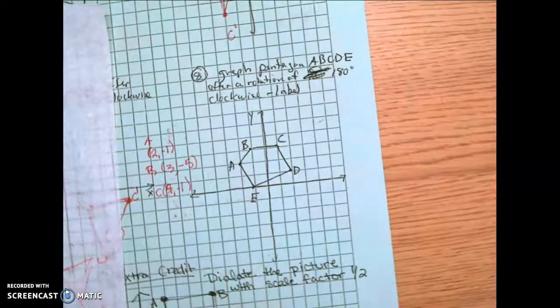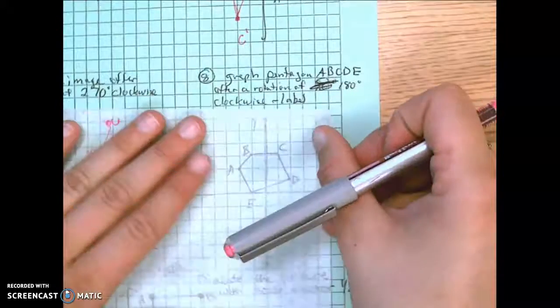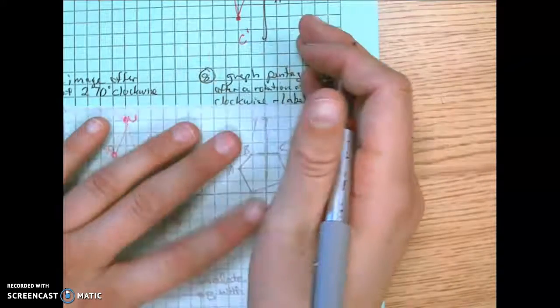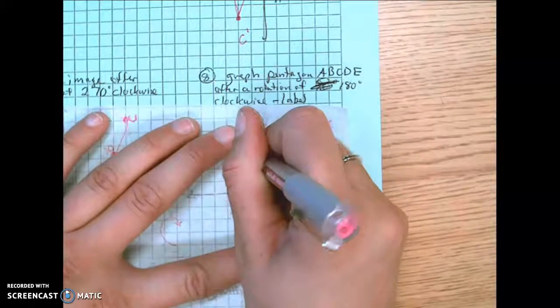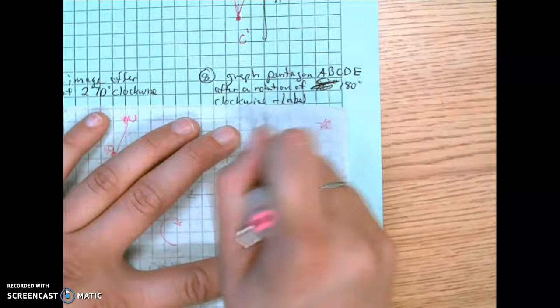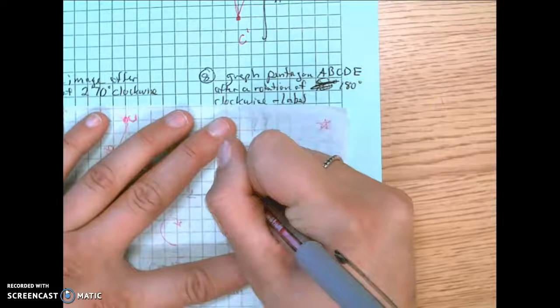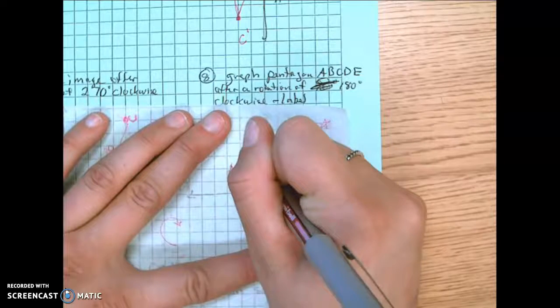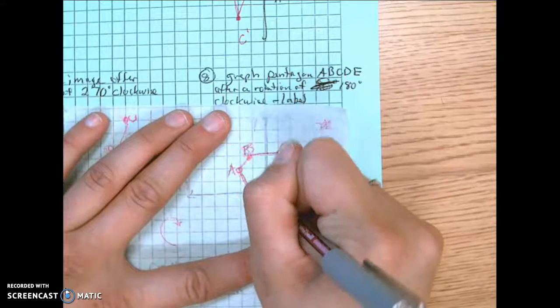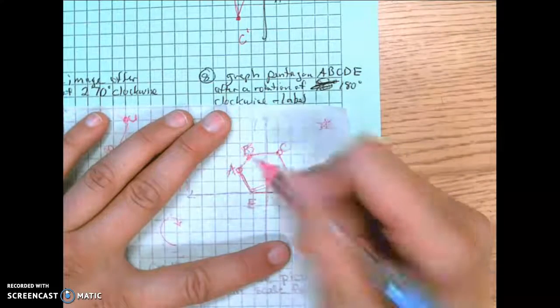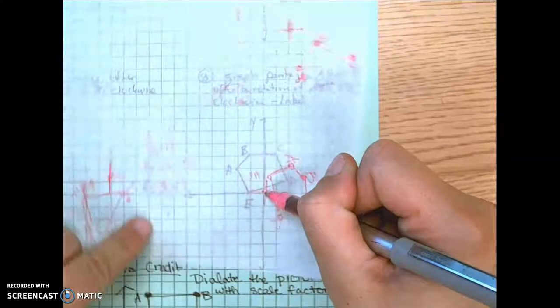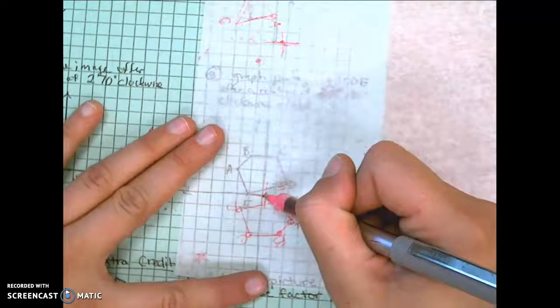Graph pentagon ABCDE after rotation 180 degrees clockwise. Now remember, when we're talking about 180, it doesn't matter which direction you go. But I'm going to put a star down and then go ahead, trace my points, label A, B, C, D, E. Make sure my points are really vivid. Got a star in the corner, a cross in the middle, so we're going 180. So 1 would be 90. 2 would be 180.